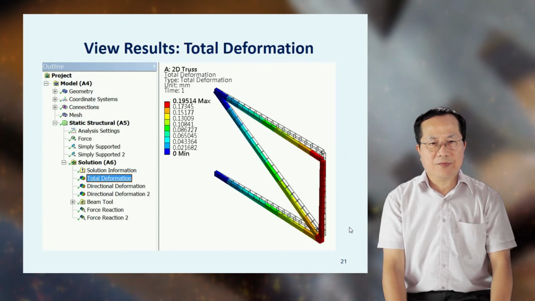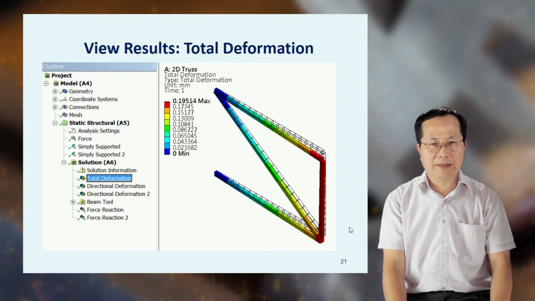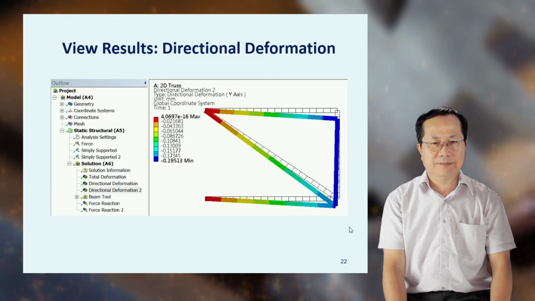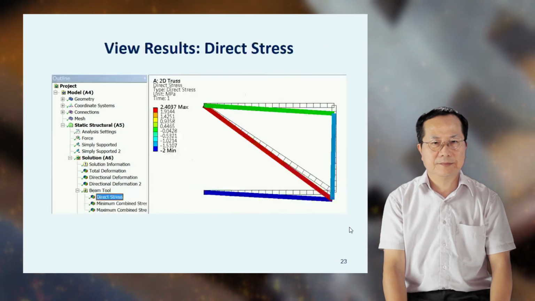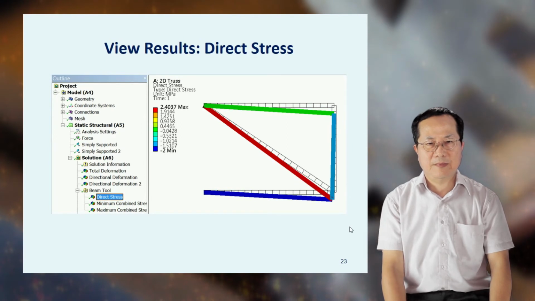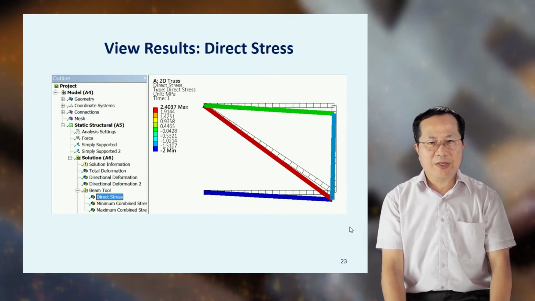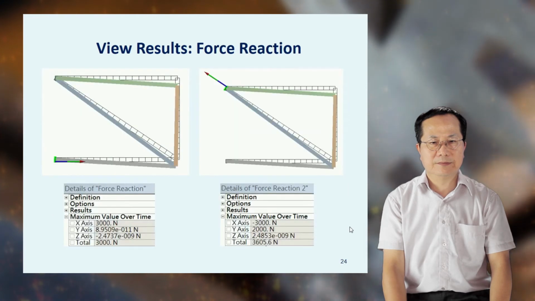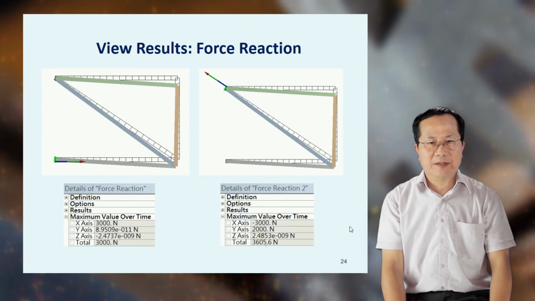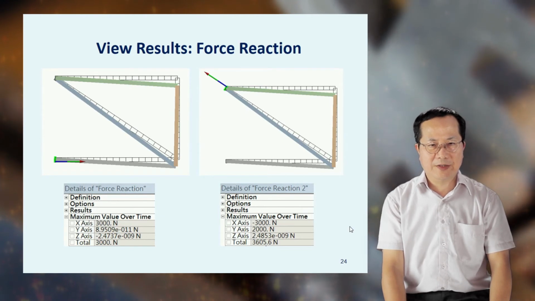Select the preset total deformation to view the deformed body. Select the directional deformation to view the y-axis or vertical deformation. Select the direct stress to see members of the truss in tension or compression. Select force reaction to find out the reaction at the support. Do all the results make sense?